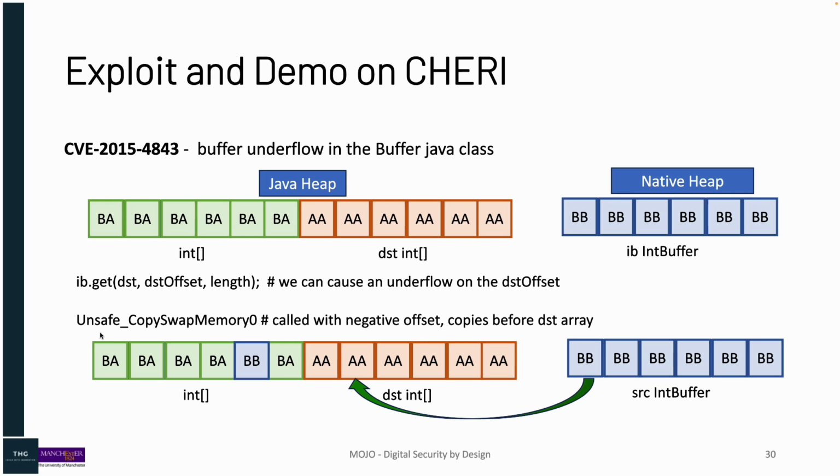So this little diagram under here just shows you our happy case. What we want to happen is that we want to copy from a source array into the dest array, and this is what should be happening. But because there's this exploit in this code, I can actually copy from the source array to before the dest array. So I'm copying these Bs into this BA array, and I shouldn't be able to write here, but because of this security bug, this buffer underflow, I have been able to do this.